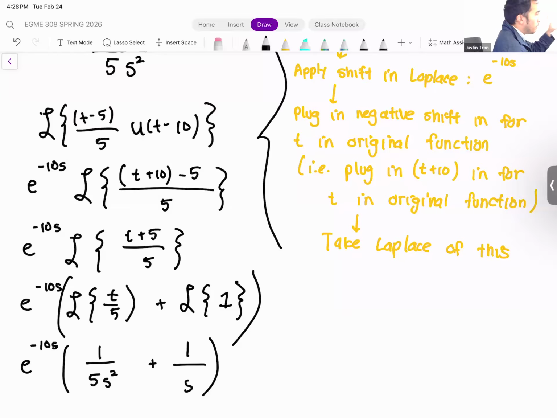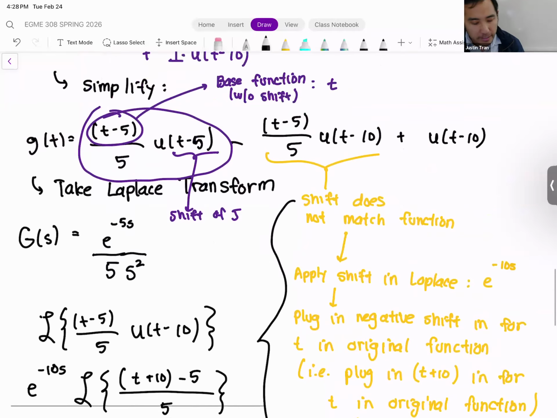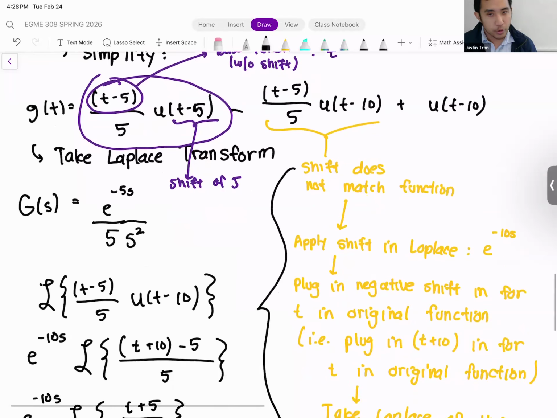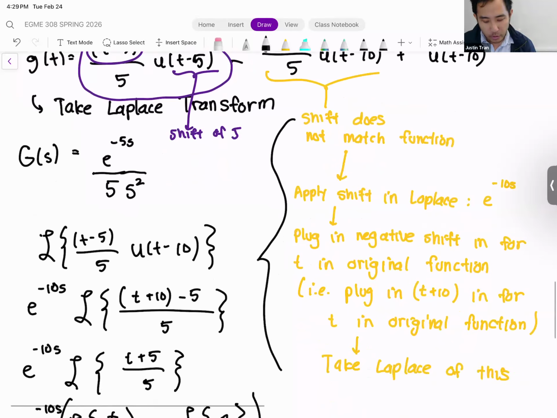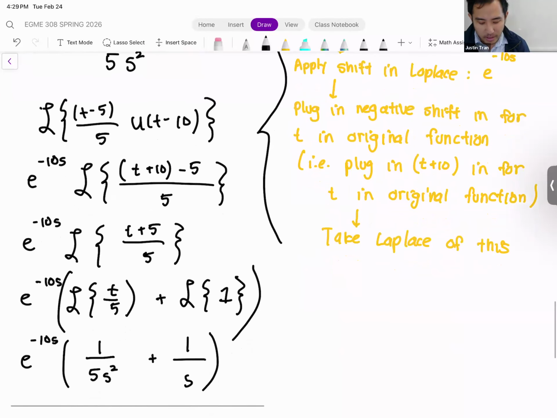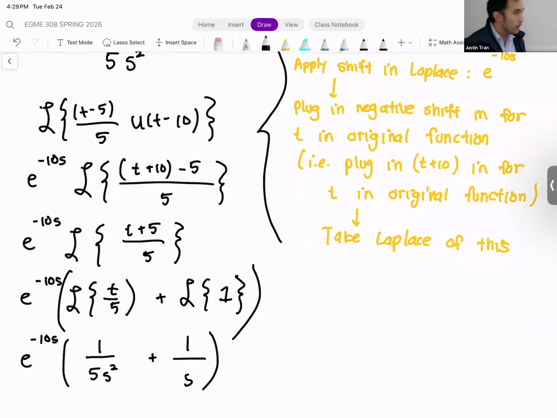So this is a way to apply our shifting theorem for cases when our shift does not match our function. Technically, you can apply this exact same process for cases when our shift does match, and you'll get the exact same thing. So if you just want to memorize one process, I would memorize this one. It's a little more lengthy than just noticing that the shift is the same, but this is the process to follow every time you apply the shift. Okay. Any questions on this?